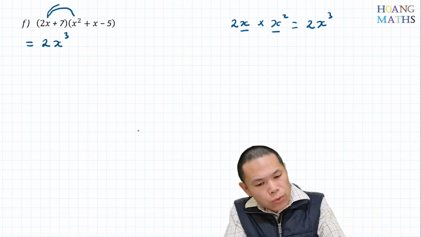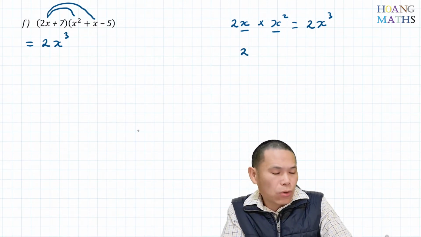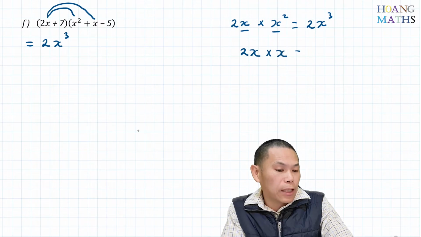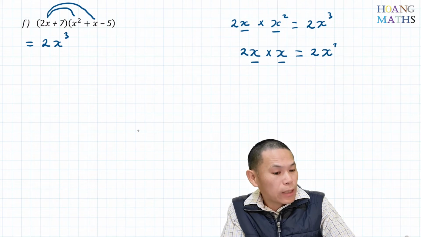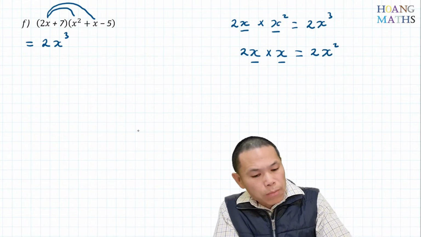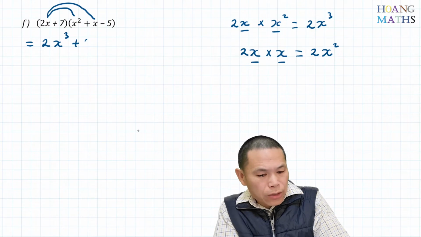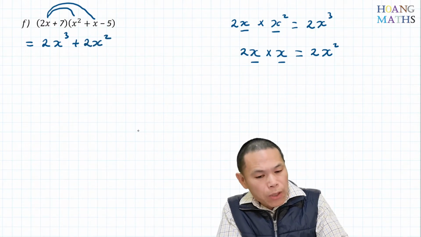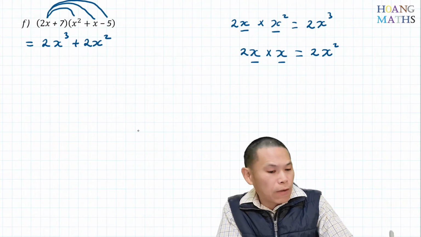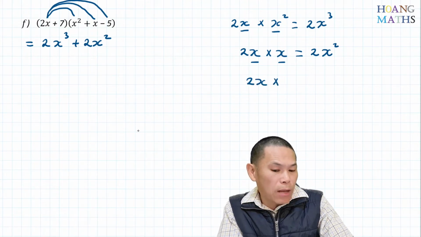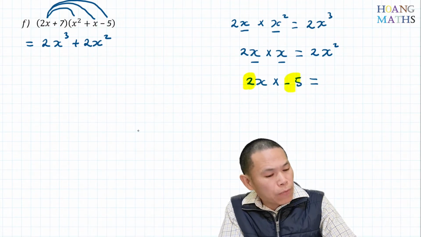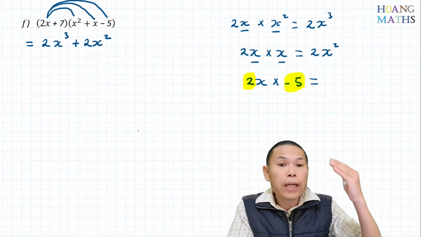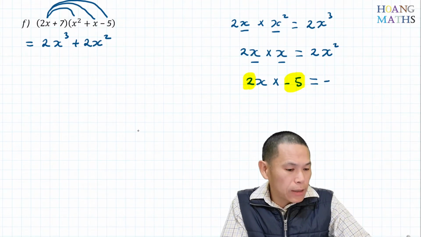And then we go 2x times x. So 2, we just write this down. X times x is x squared. There you go. So that will give me plus 2x squared. And then we go one more, 2x times negative 5. And the numbers which are multiplied together, a positive and a negative. So 2 times 5 is 10, but it's negative. So minus 10. And the x, we just write this down.